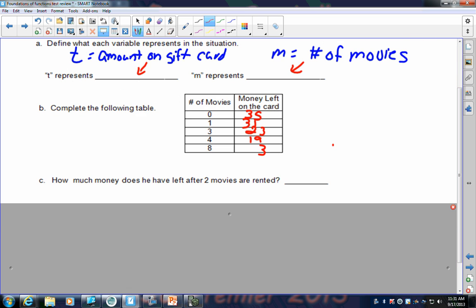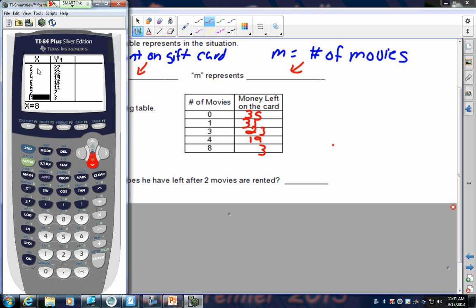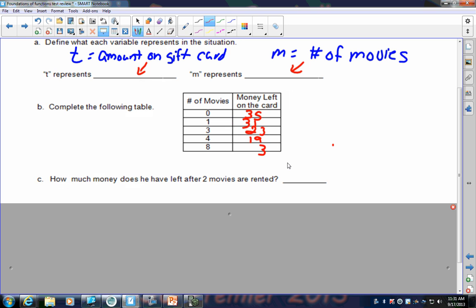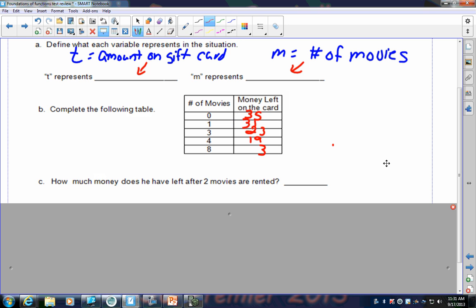It says, how much money does he have left after 2 movies are rented? Well, it's not on this table that I wrote, but I can look up here and it says 2. There's $27 left. All right, it's going crazy on me. There's $27.